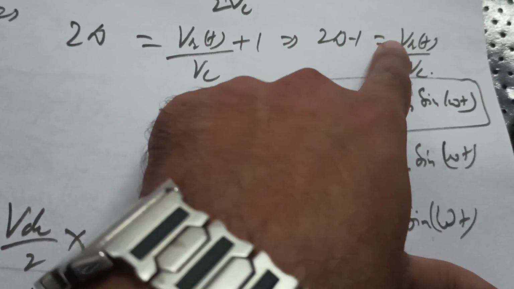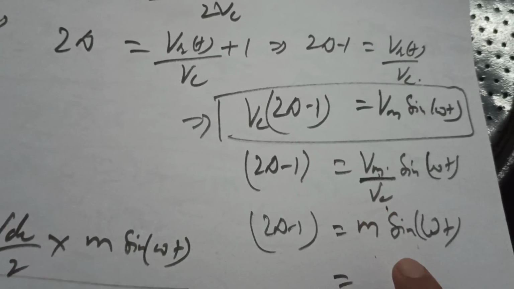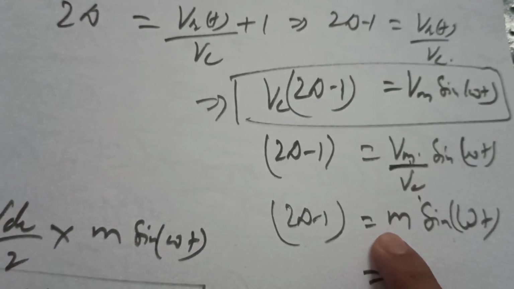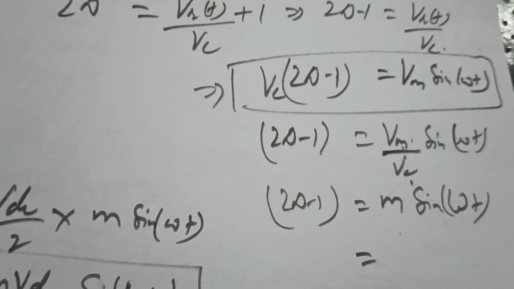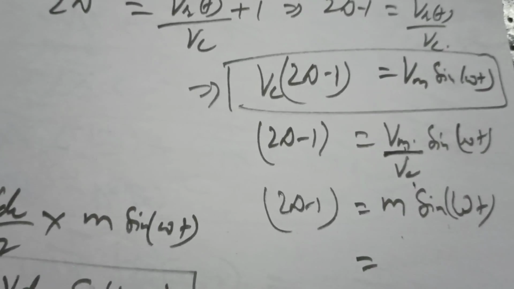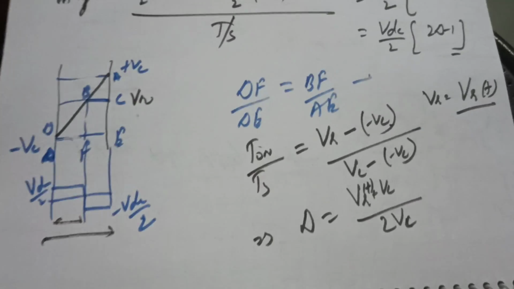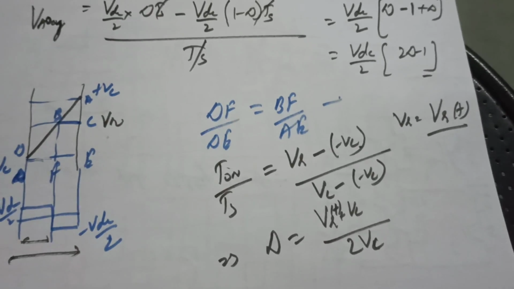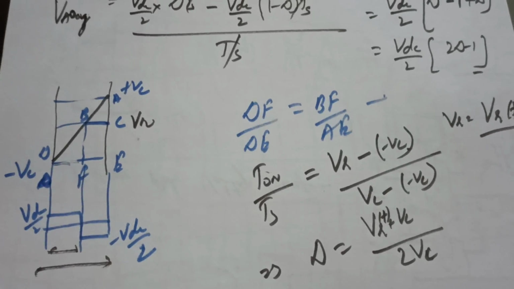So Vm upon Vc is given the name small m, which is termed as the modulation index. What is modulation index? I think this is very clear. How this ratio value of 2D minus 1 is obtained, I had made it clear. Once again we are going to emphasize it.